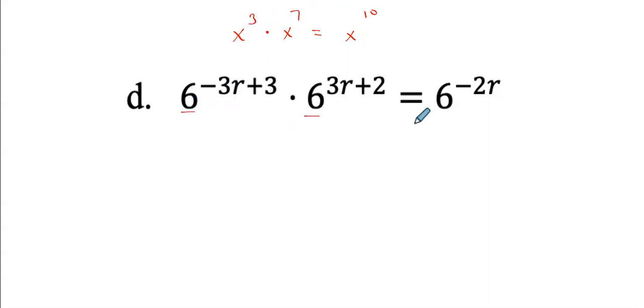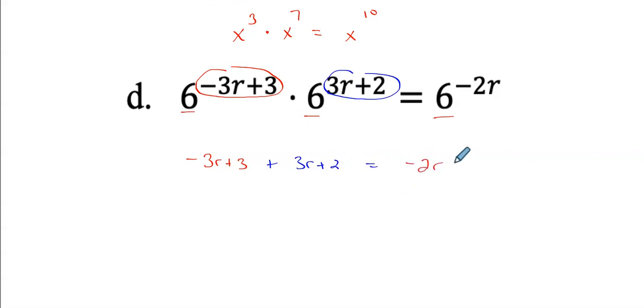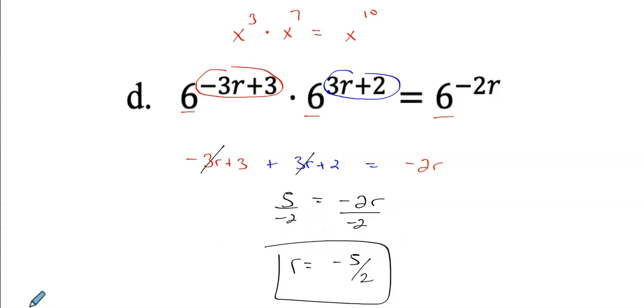My base is 6 for all of these, so I'm going to keep my base. So the left side, all I'm going to do is take this exponent, negative 3r plus 3, and I'm going to add it to this exponent, which is 3r plus 2. Equals, and then you have that negative 2r here. The rest is just solving a multi-step equation. Negative 3r and positive 3r simplify out. 3 plus 2 is 5, so you get 5 is equal to negative 2r. Divide both sides by negative 2. See you later. r is equal to negative 5 over 2, and you're done.